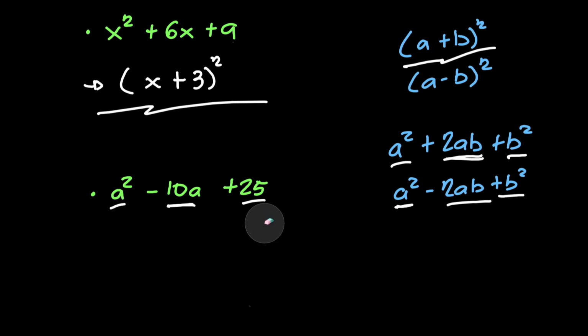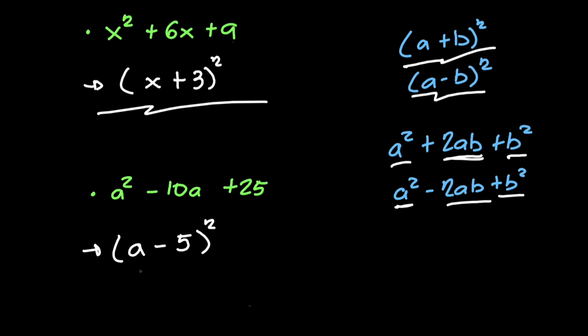Now that we have confirmed that it is a perfect square trinomial, we can use this other form because it is a negative. So the factored form here would be (a - b), where b in this case is the square root of 25, which would be 5, and square this.